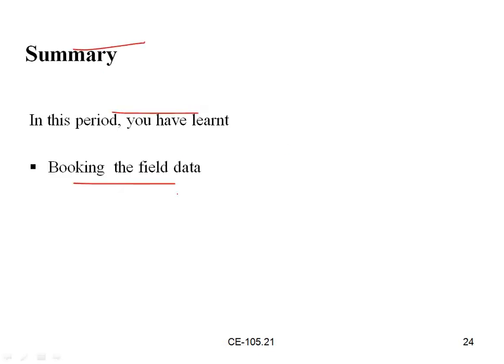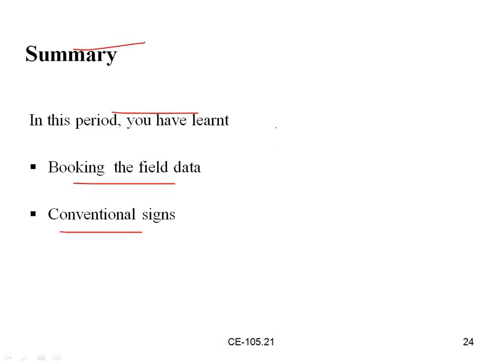So finally, the summary: in this period you have learned booking the field data and conventional signs. So this is regarding the field book. I hope everyone understood.